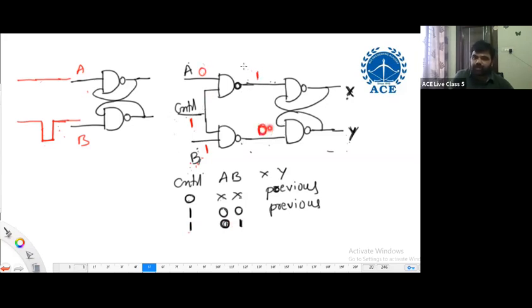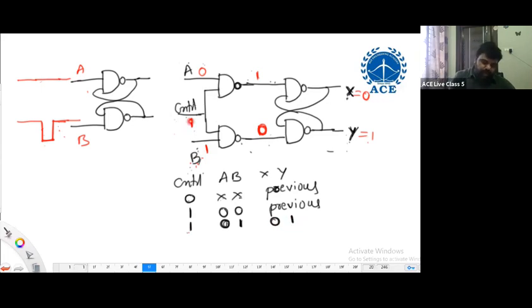Forget about this circuit now; we need to analyze this one. As it is 0, it becomes 1. As soon as it becomes 1, for 1, 1, it is a 0. What is it here? X is 0, Y is 1. Any questions? When control is 1 and AB 0, 1 is applied, then XY are becoming 0, 1. Any doubt in that?